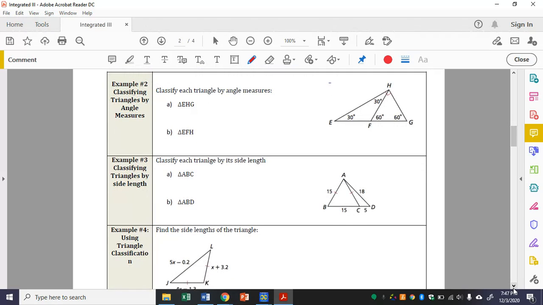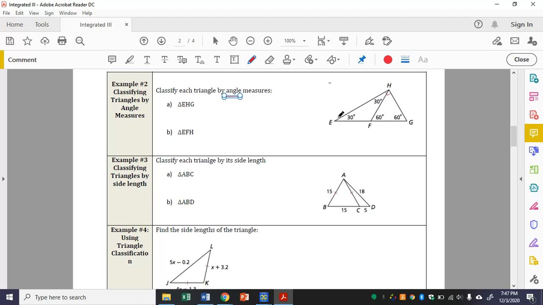Then we're going to scroll down here, keep going. So we're going to look at these diagrams and classify the triangles that they're talking about. Again, they're listing the triangle name. They put a triangle symbol before it, and then they list the triangle by listing its 3 vertices. So in A, we're looking at triangle EHG, which is this entire big triangle. We want to classify it by its angle measurements.